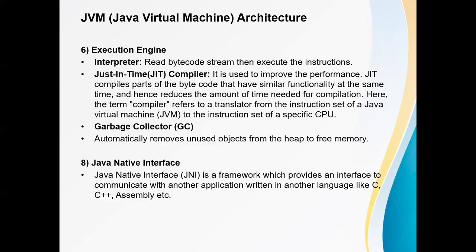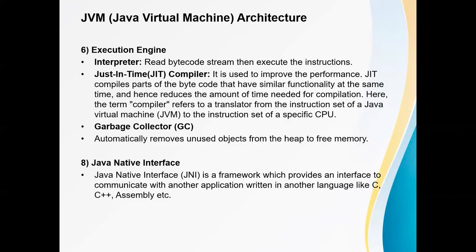Once the program executes, there will be a garbage collector. Garbage collector is like, for example, in a restaurant, once you have completed eating, you have a servant to clean the dishes, right? Similarly, we have a garbage collector. What it does is remove unused objects from the heap to free the memory. So it loads, then memory areas, then interpretation, then we have the just-in-time compiler.